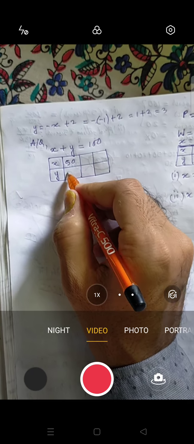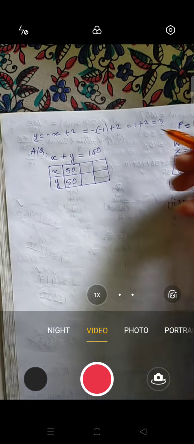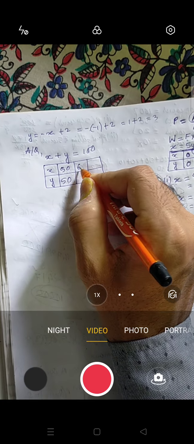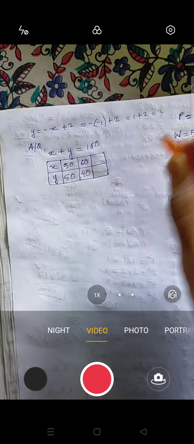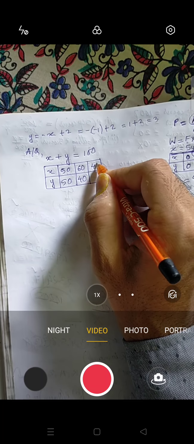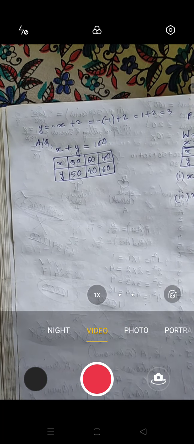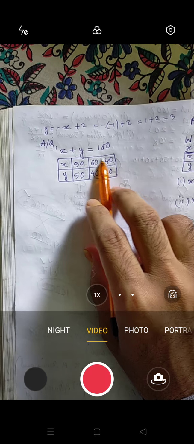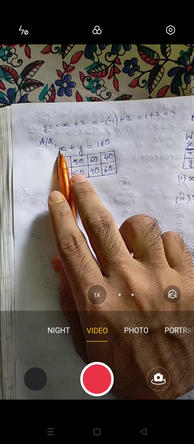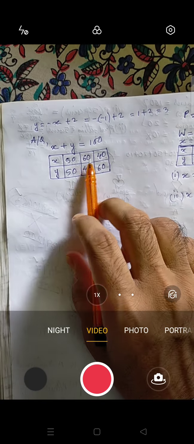So y will be 50. 50 plus 50, 100. Now if I take x as 60, then y will be 40. If I take x as 40, then this will be 60. Any problem? Still they are big numbers, but if you take 0 or 1, 2, then it will be much bigger. So these are average.